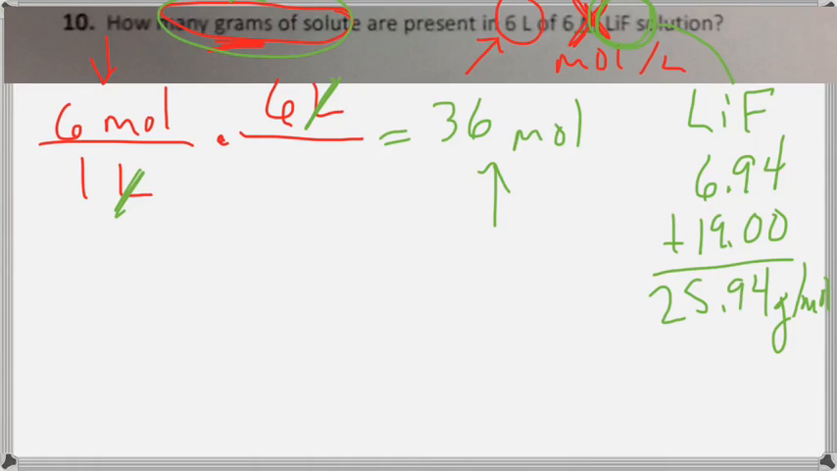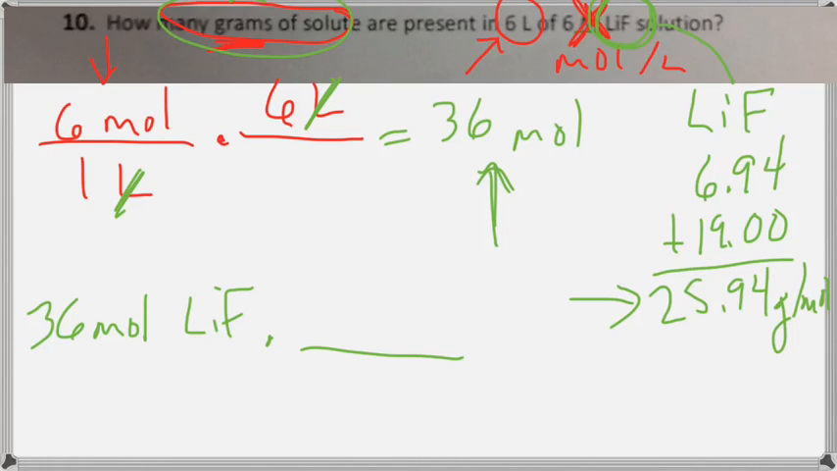So once you have the molar mass for your substance, you can then just take that 36 moles and convert it into grams. That's going to be our last step. So we're going to take 36 moles of LiF, lithium fluoride, and this is where you're going to use the molar mass that you've calculated. Remember, units always cancel out diagonally, so you want the moles on the bottom.